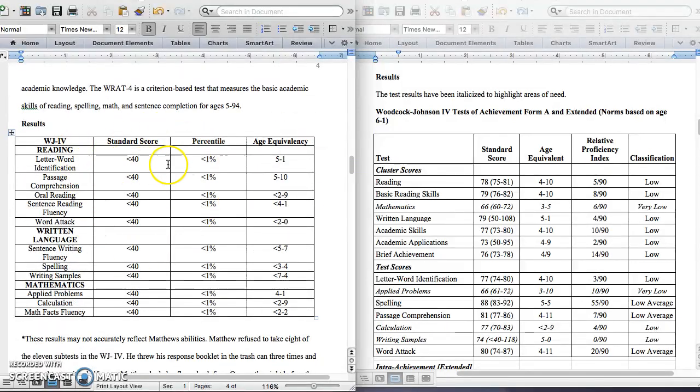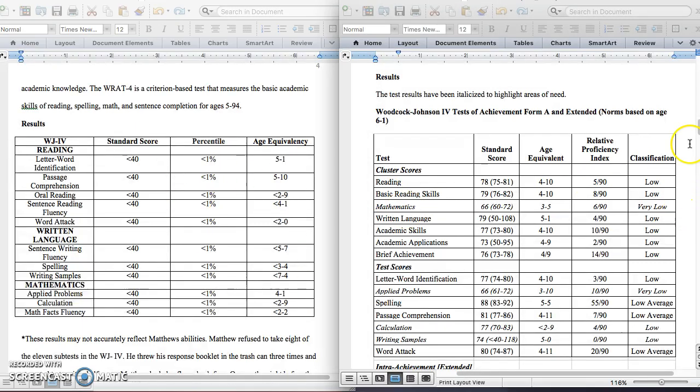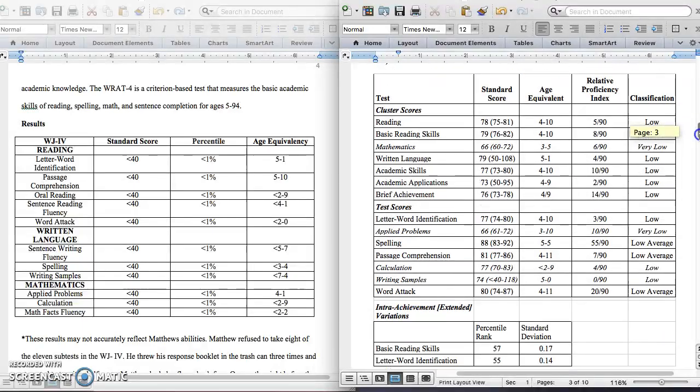So here's the results from this person's Woodcock-Johnson, and you can see that the student was below the first percentile in all of the different subtests, so that would definitely affect their score. And actually this student was also very low, or low, or average. So I just want you to note here that they have the standard score, the percentile, and the age equivalent.